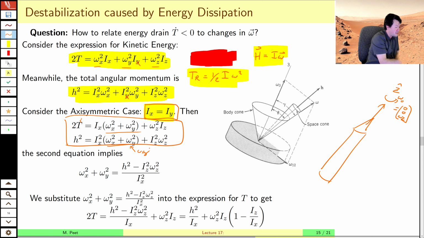To do that, we're going to take the angular momentum equation and solve for omega XY in terms of angular momentum and omega Z. And we're going to plug that omega XY into the equation for kinetic energy, because this is, of course, omega XY as well. So we're going to eliminate omega XY from the kinetic energy equation. We do that, and here's what happens. We put omega XY over here.